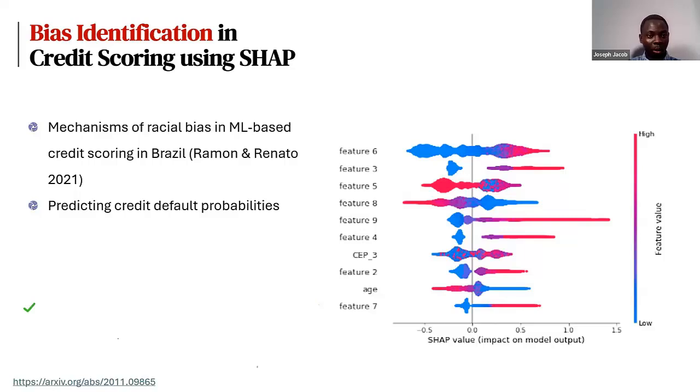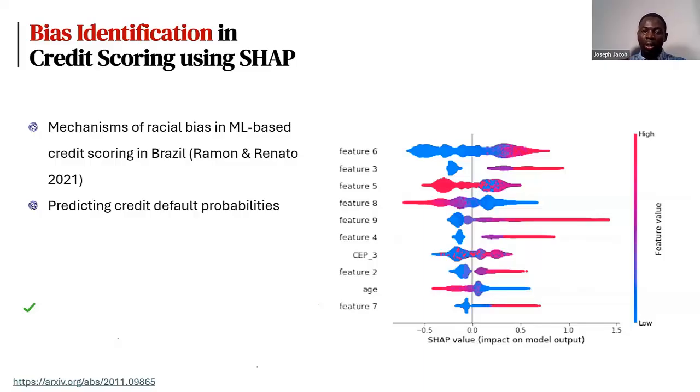What we have here is an experiment that was performed by Ramon and Renato in 2021 in Brazil. It was a model to understand the mechanism of racial bias in a modeling system. They predicted the credit default, to see the probability of people not repaying a loan if they collect one, that is, is there a high possibility that these people will not repay this loan? They were able to predict that and get the explainability. The explainability is what we have on the right with different features.